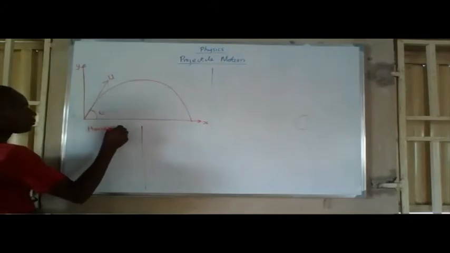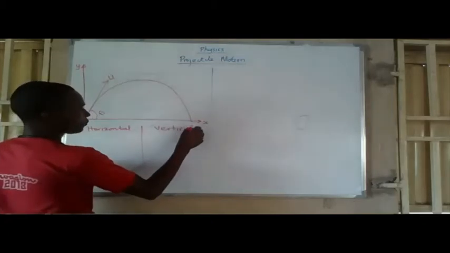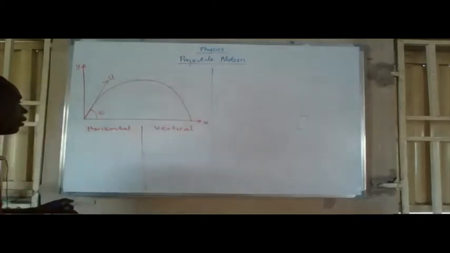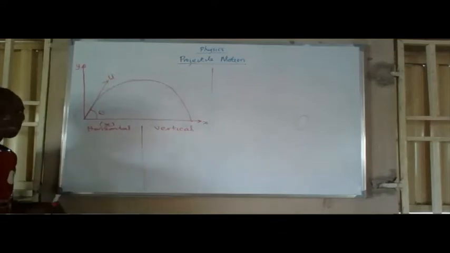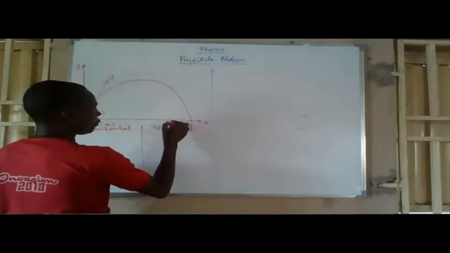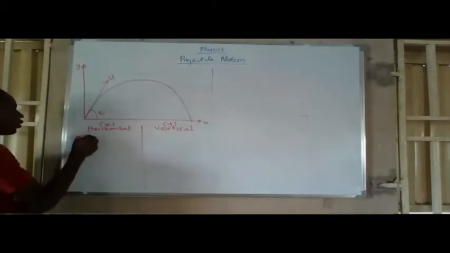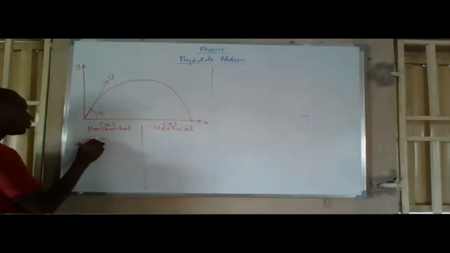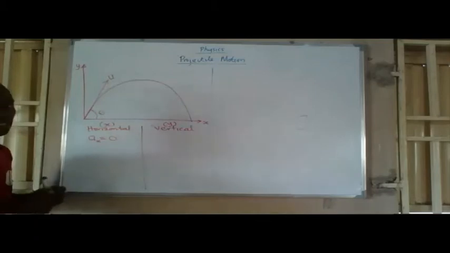Horizontal, vertical. Okay? The horizontal, we're talking about movements along the x-axis. The vertical, we're talking about movements along the y-axis. In the horizontal, there is no acceleration, so the acceleration along the x-axis is 0.